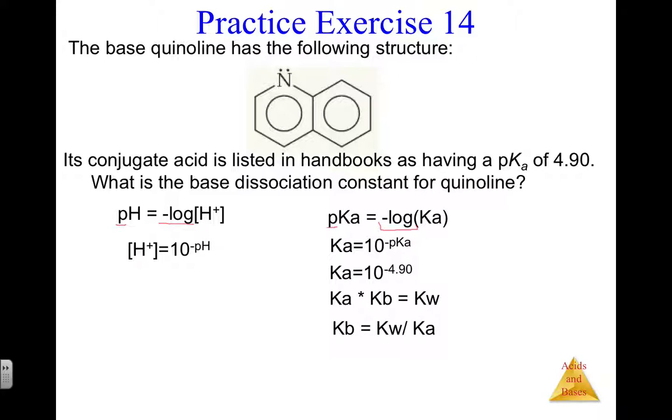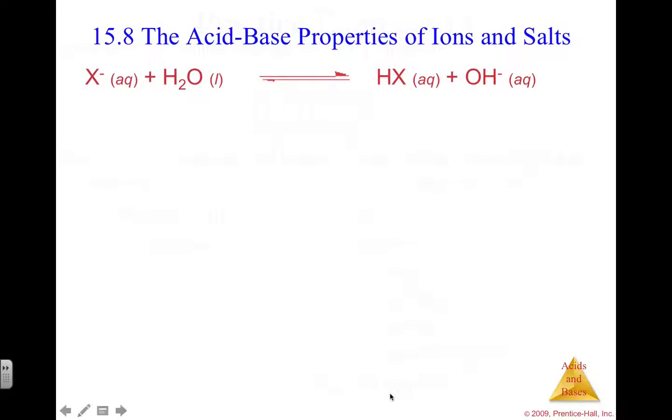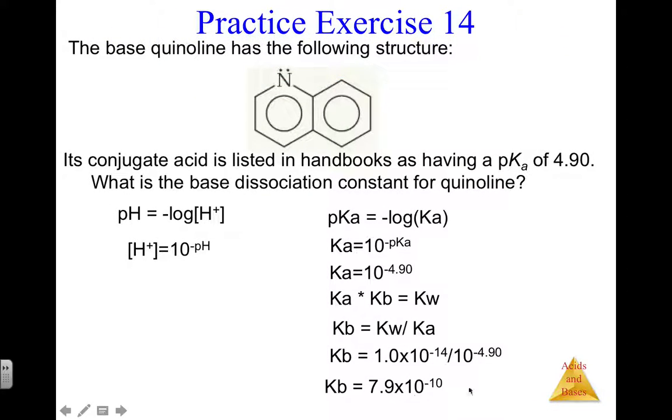Now we can use that equation, Ka times Kb equals Kw. It's a good idea to do the algebra first. Kb equals Kw over Ka. So that gives us Kb equals 1.0 times 10 to the negative 14th divided by 10 to the negative 4.9. You could have put this into your calculator already. I typically just save it for the end. So that gives me Kb equals 7.9 times 10 to the negative 10th. So again, we're given a pKa. We want to find the Kb for that conjugate base. First I solve for the Ka, then I solve for the Kb.